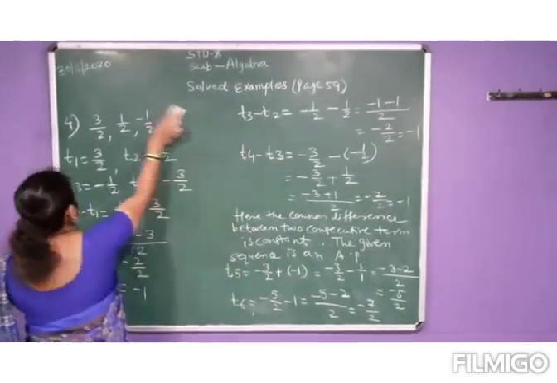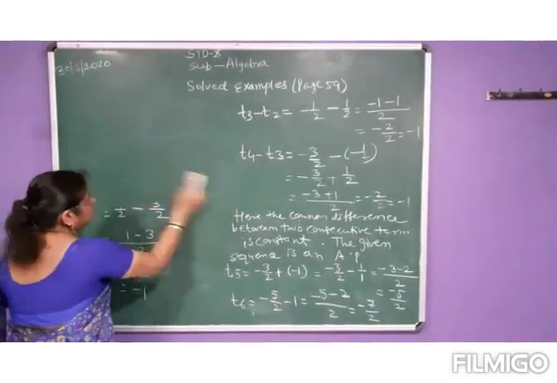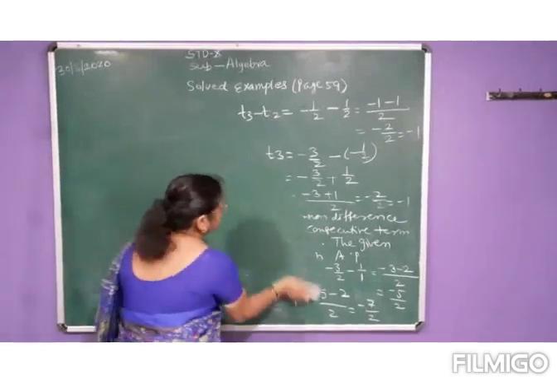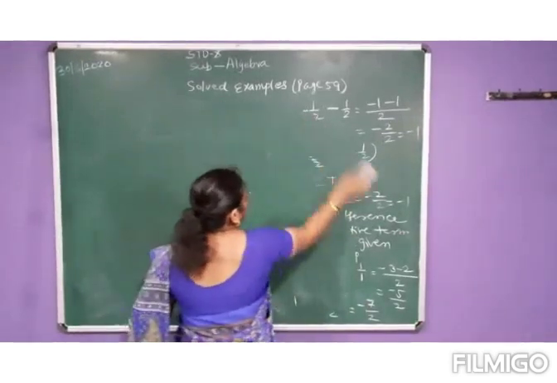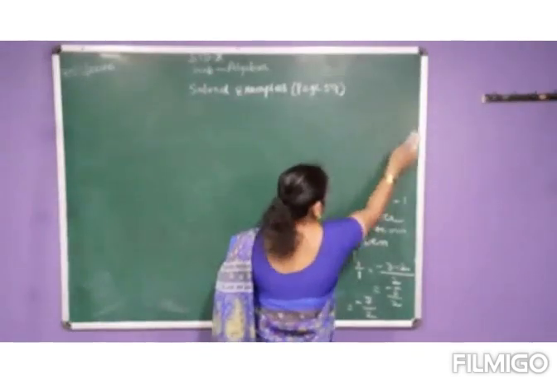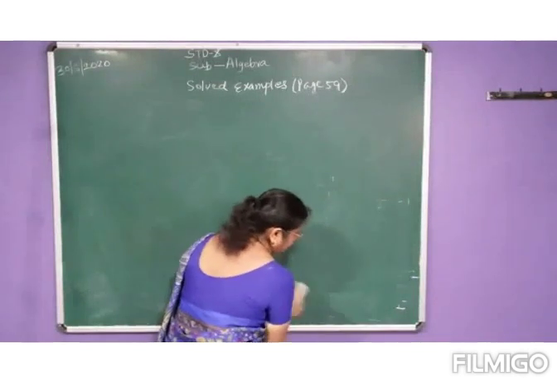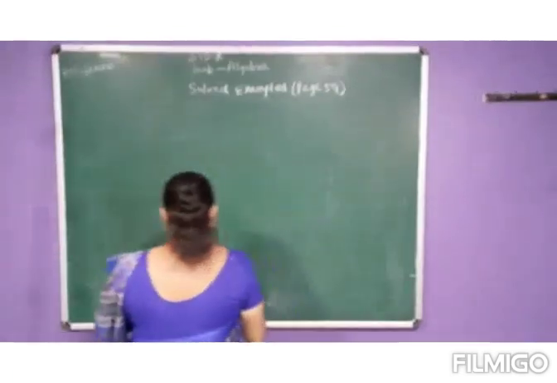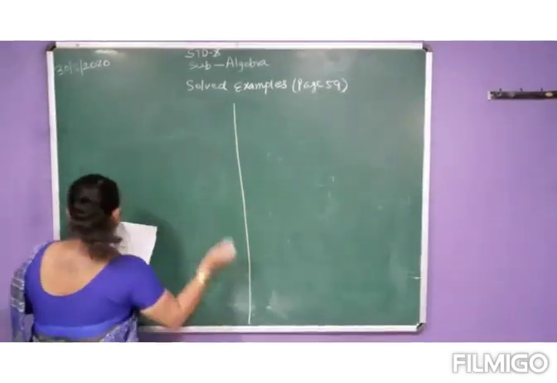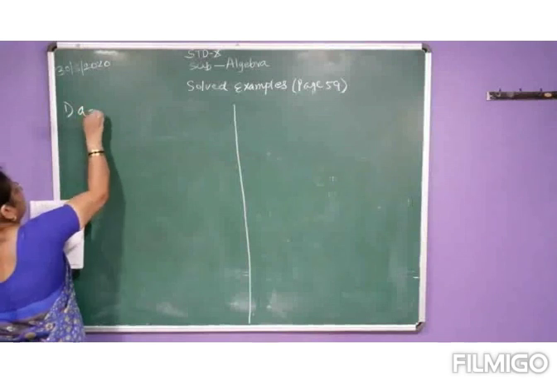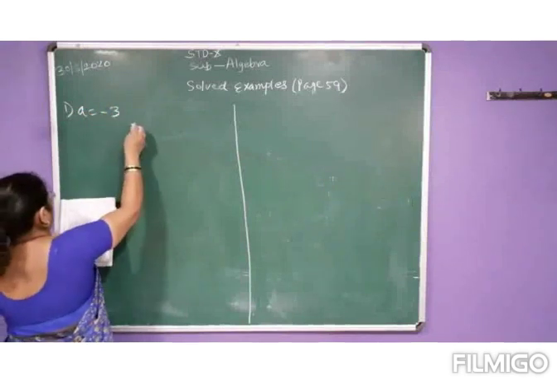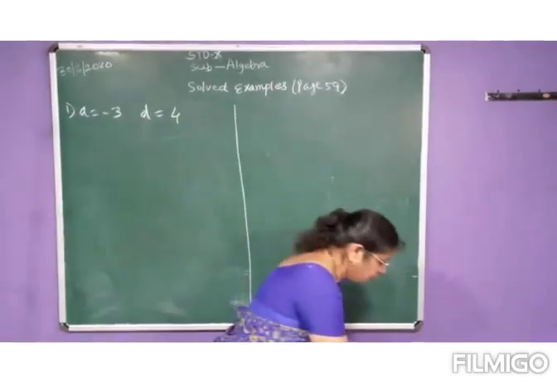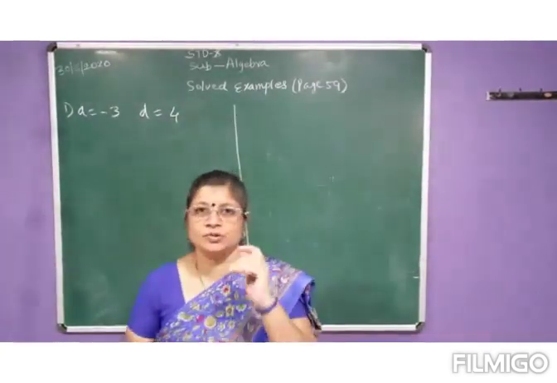Okay. Now we will go for the next question, where the value of A is given and D is given, and when it is given you have to find out the next term, or you have to find out an AP. So we will go for the first question, that is A is equal to minus 3 and D is equal to 4. Means when A and D is given, find the first four terms of an AP.